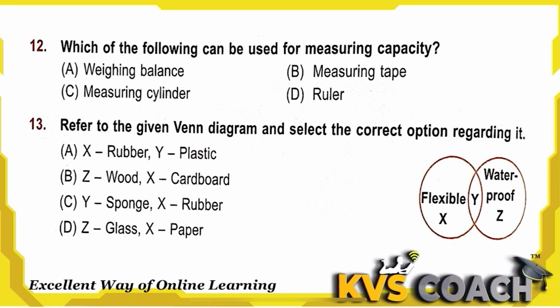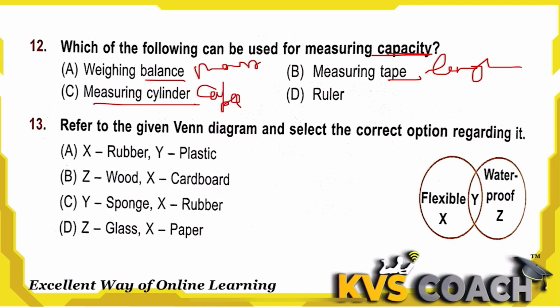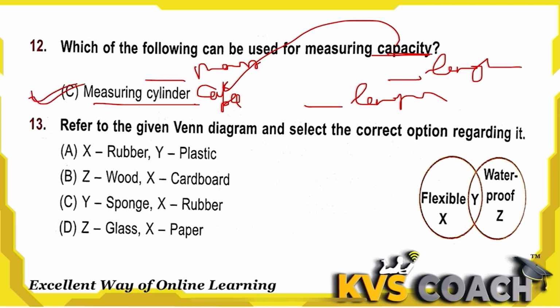Next, which of the following can be used for measuring capacity? Measuring capacity means volume. Weighing balance measures mass, measuring tape measures length, and measuring cylinder measures capacity or volume. Ruler measures length. So which one is the right answer? Capacity means volume, measuring cylinder. Option C is the right answer here.